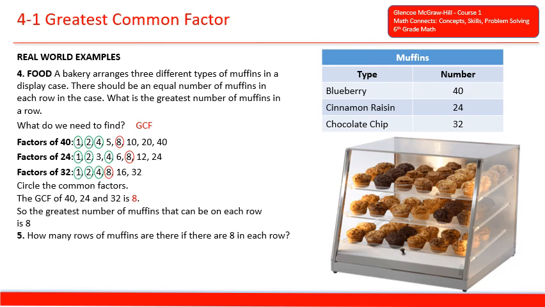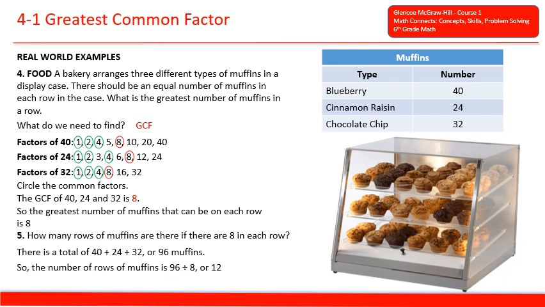How many rows of muffins are there if there are 8 in each row? So there's a total of 40 plus 24 plus 32. So if we add that up, 96 muffins. So the number of rows of muffins is 96 divided by 8, or 12.